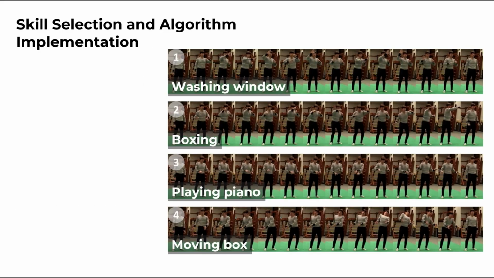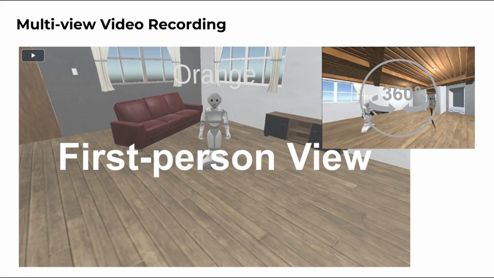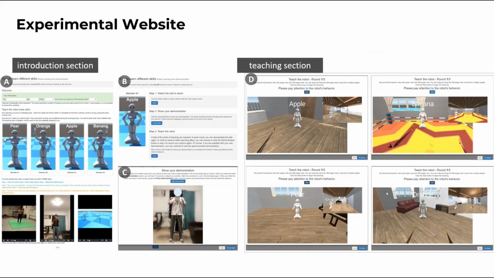As policy deriving is time-consuming, we did not train the robots in real time. Instead, we first pre-trained the robot policy on the 4 skills. Then we sampled 5 episodes from the entire training curve to represent different learning stages. We recorded both first-person view and full angle view videos for participants' better observation. And we developed a website for participation.